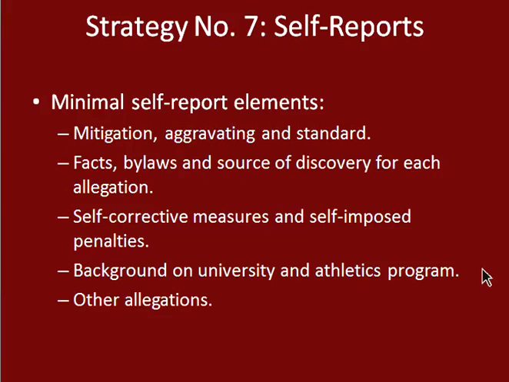And if you believe that this case is a standard case, you want to be able to state that and argue it and support that with evidence that you develop through your investigation. Again, this slide contains the other elements of a comprehensive self-report.